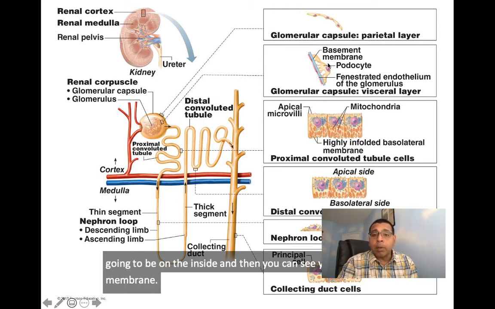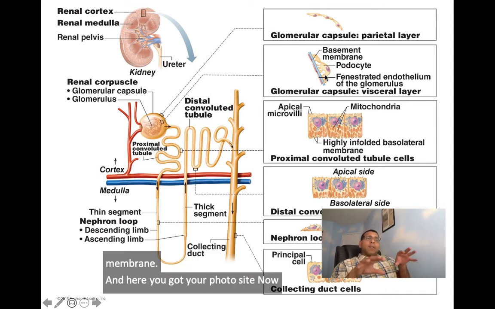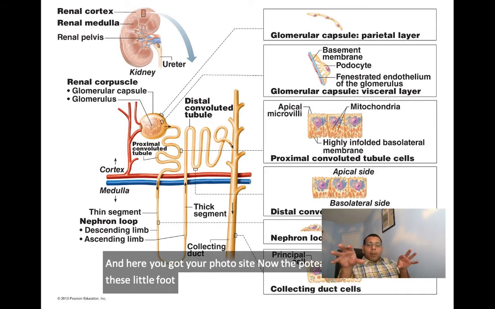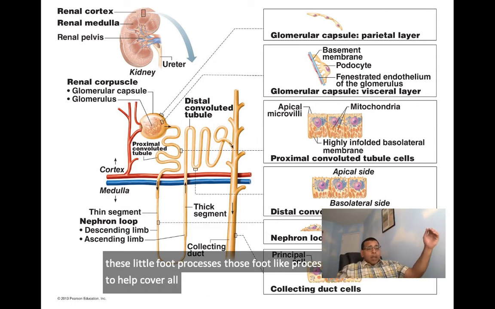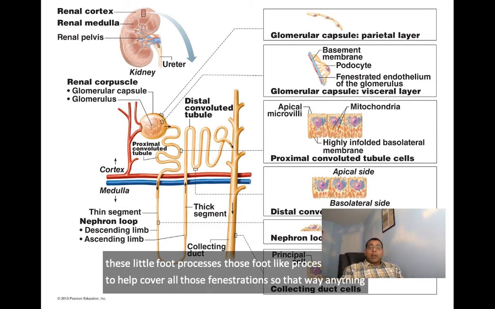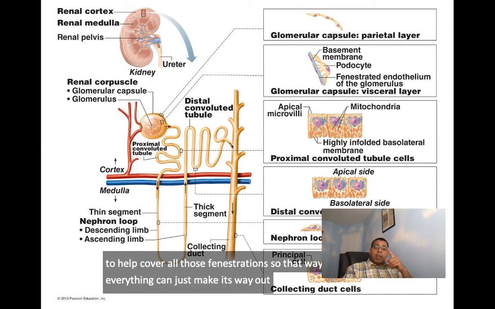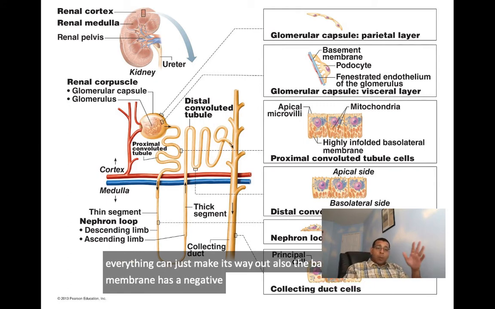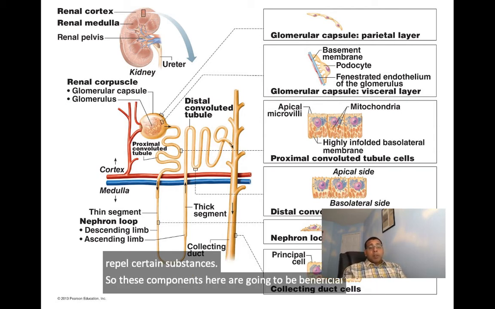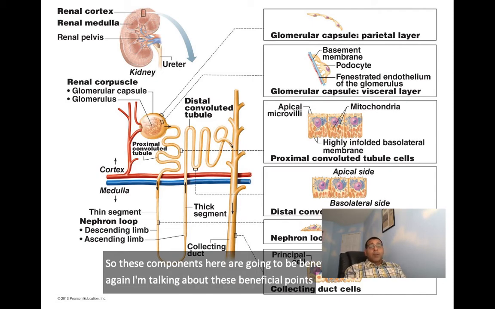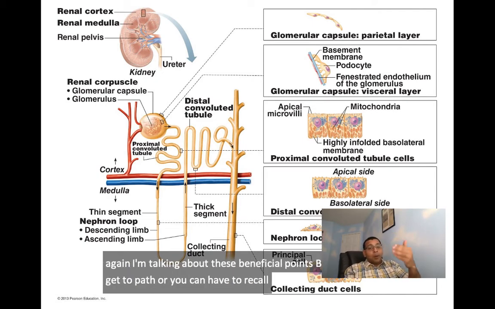And then here you've got your podocyte. Now the podocytes have these little foot-like processes. Those foot-like processes help cover all those fenestrations so that anything and everything can't just make its way out. Also, the basement membrane has a negative charge to it, which helps repel certain substances. So these components here are going to be beneficial. And again, I'm talking about these beneficial components, but when you get to patho, you're going to have to recall all these things can have something wrong with them too.